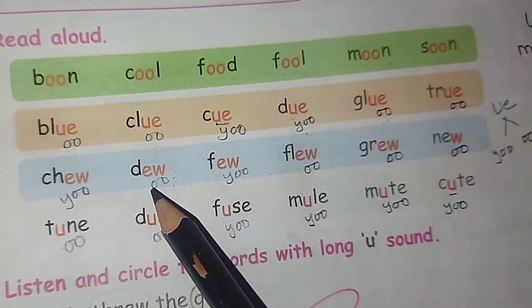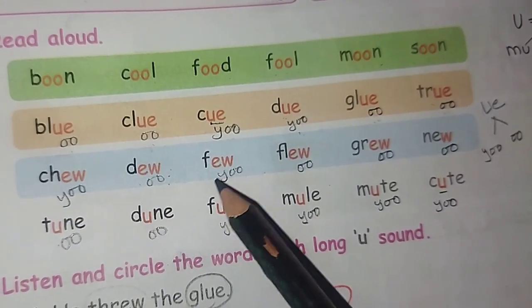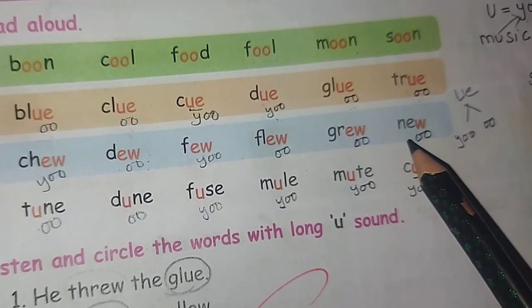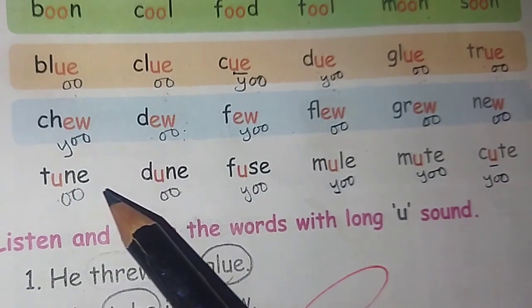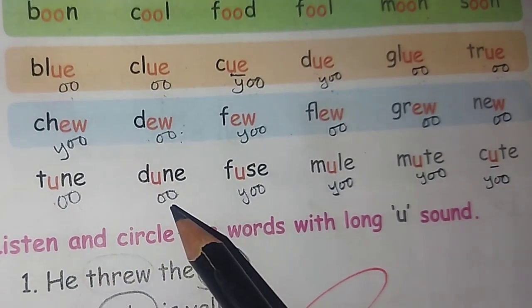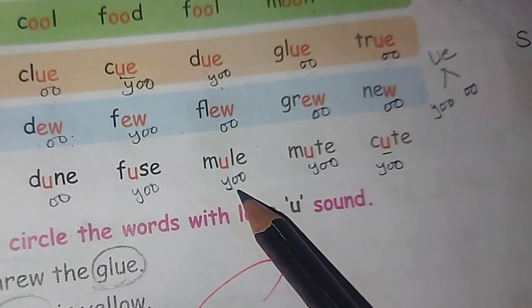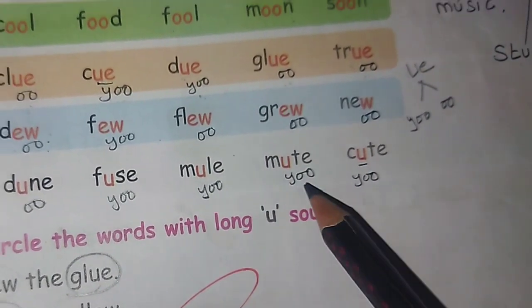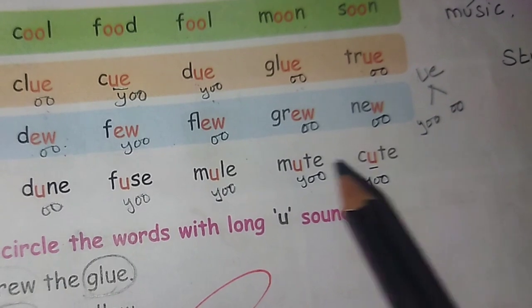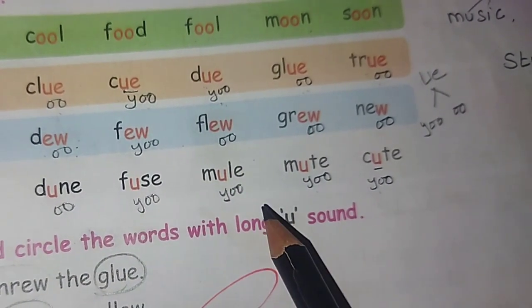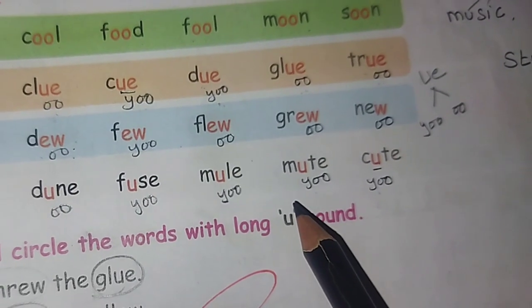Chew, dew, few, flew, grew, new. Tune, dune, fuse, mule, mute, cute. Just see which sound is telling the difference. You can hear it when you repeat after your teacher.